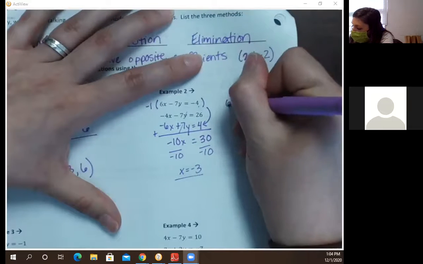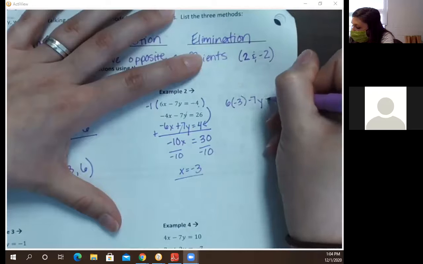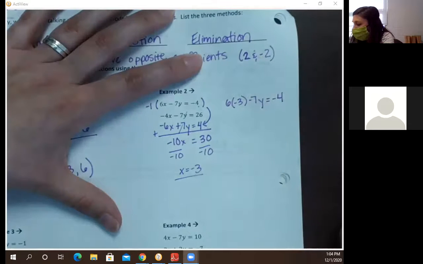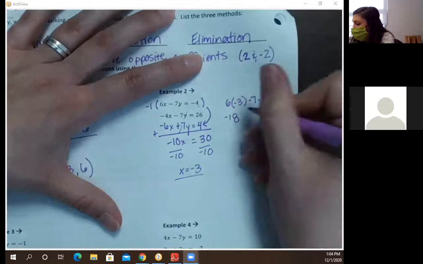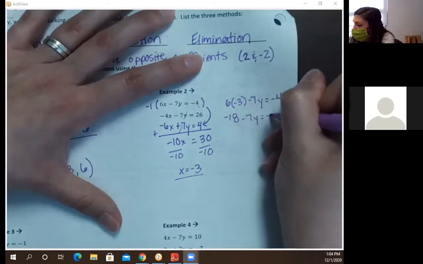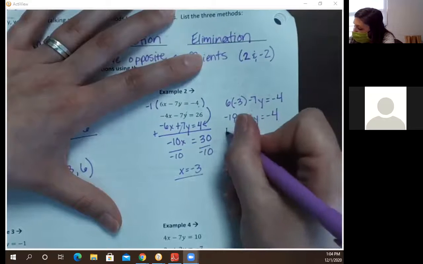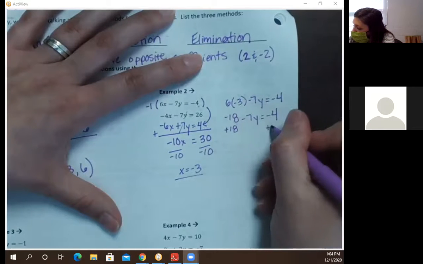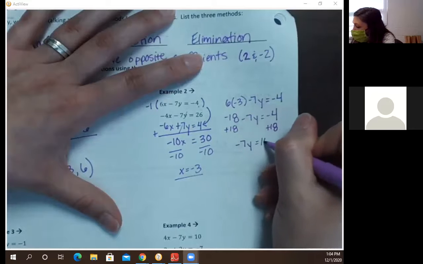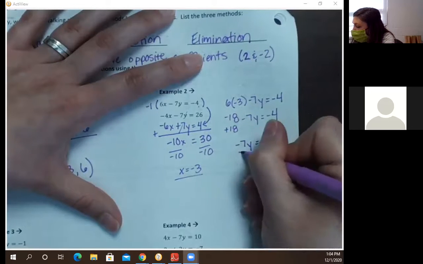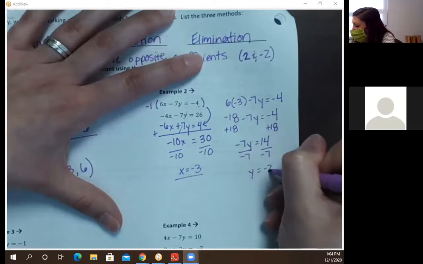So this would be 6 times -3 minus 7y equals -4. 6 times -3 is -18. Minus 7y equals -4. I want the y term by itself, so I'm going to add 18 to both sides to move it. Now I've got -7y equals 14. And I'm going to divide both sides by -7 to get y by itself. So y equals -2.